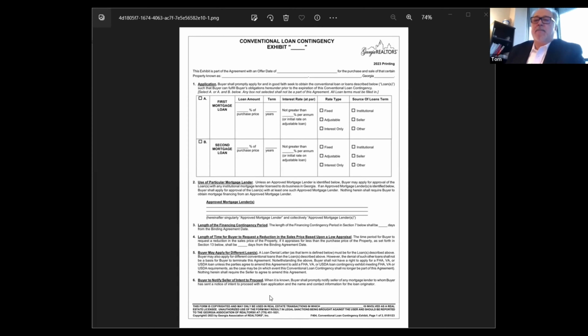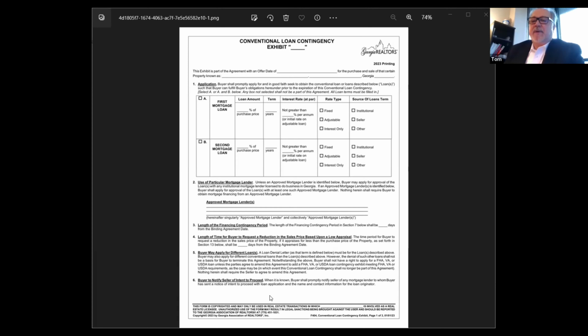So that is a form that your lender will have. And I'm asking you now to get a copy of that, attach it to a notice form with the name and contact information for that loan originator, and send that to the seller. Because failure to do that could result in your buyer losing their earnest money.